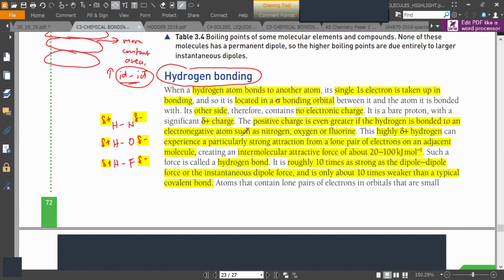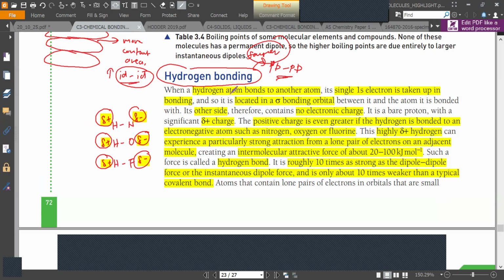Next, hydrogen bonding. Hydrogen bonding is also a permanent dipole. It happens between hydrogen and nitrogen, hydrogen and oxygen, or hydrogen and fluorine. We still have the partial charge, but this one is stronger than the permanent dipole.